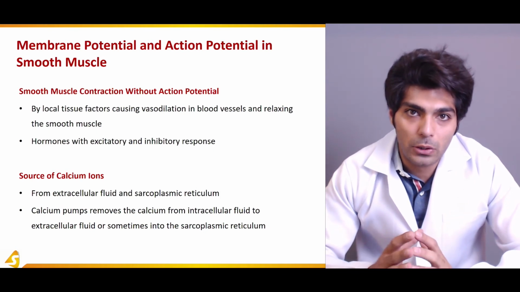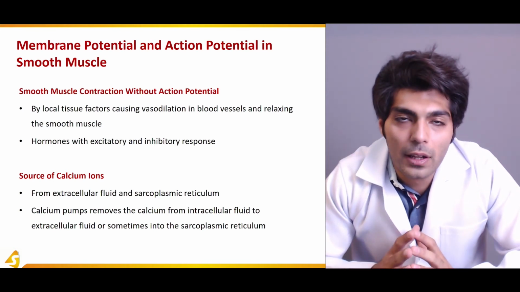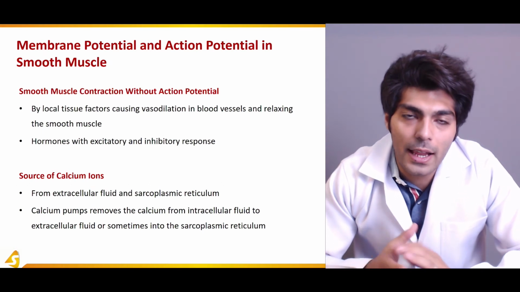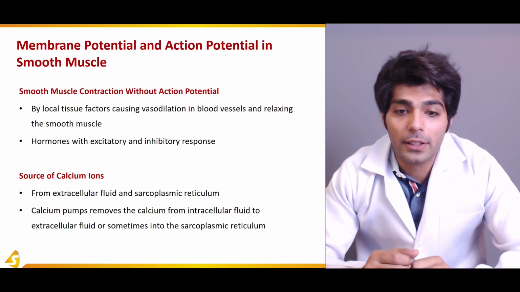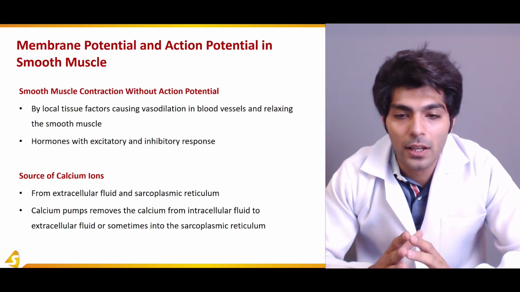We have discussed the role of calcium, its binding with the calmodulin and generating the action potential, and how it helps in contraction. So local tissue factors can cause vasodilation in the blood vessels and relax the smooth muscle.